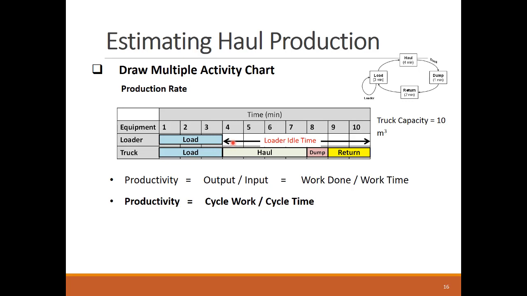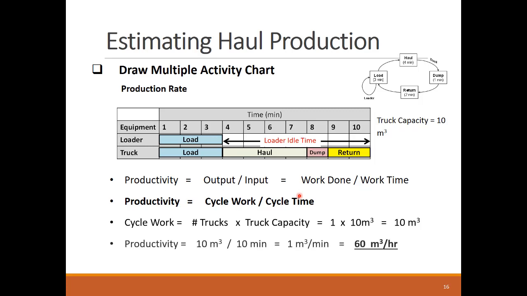Finally, we calculate the operation production and productivity as the ratio between the work output over input. This translates to the ratio between the cycle work and cycle time. The cycle work is the amount of the soil hauled as the number of trucks times the truck capacity, which equals 10 cubic meters for this operation with only one truck. So the productivity turns out to be 1 cubic meter per minute, which is the same as 60 cubic meters per hour.